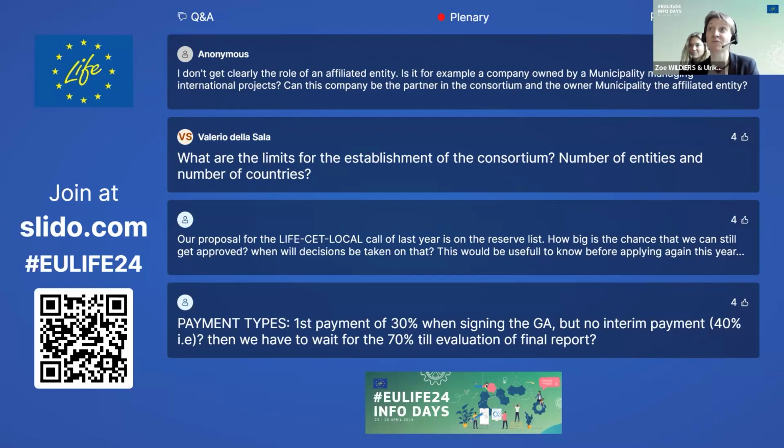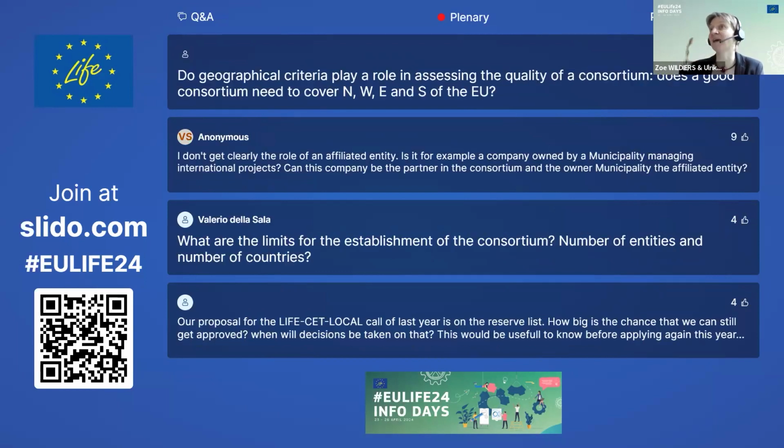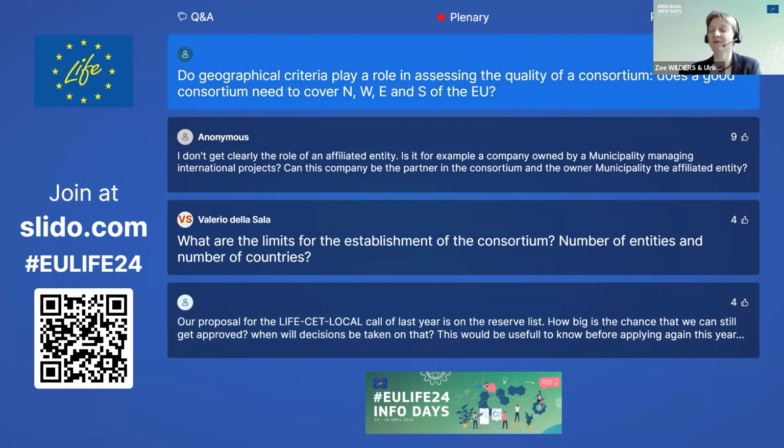You will see that for most of the topics, as we explained, we're requesting a minimum of 3 partners from 3 different eligible countries. Having said that, the average number of partners we see in consortia is around 9 to 10 for a LIFE CET project. The aim is clearly not to artificially cover the whole of Europe. If you have a project idea focusing on Central Europe, there's no point in adding a partner from Portugal or Sweden. So your consortium needs to be made for purpose. It needs to address the needs of your action and not to artificially cover the whole of Europe.